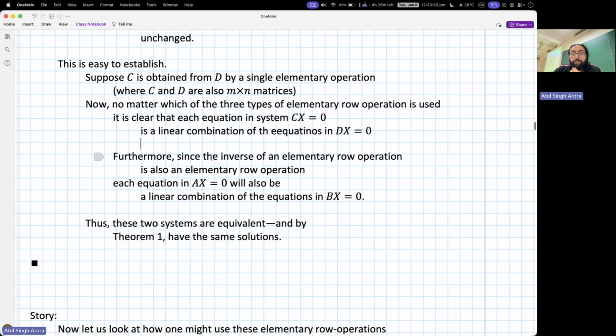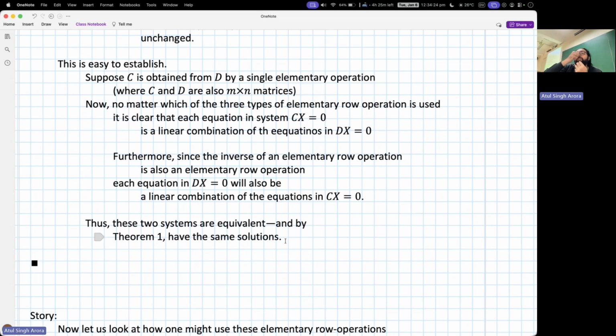And furthermore, since the inverse of an elementary row operation is also an elementary row operation, each equation in DX will also be a linear combination of the equations in CX. Did I mess up? Oh shoot, yeah, it should be C. Thank you. Is this correct? Okay, good. So therefore, the two systems are equivalent, and by theorem 1, they have the same solution.